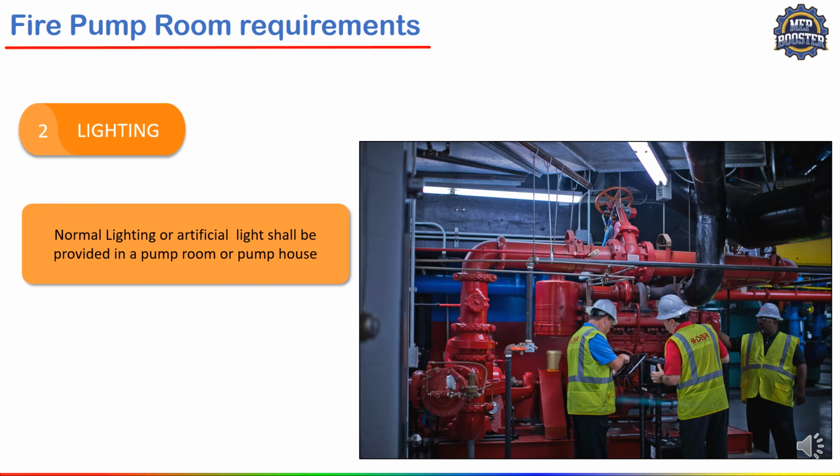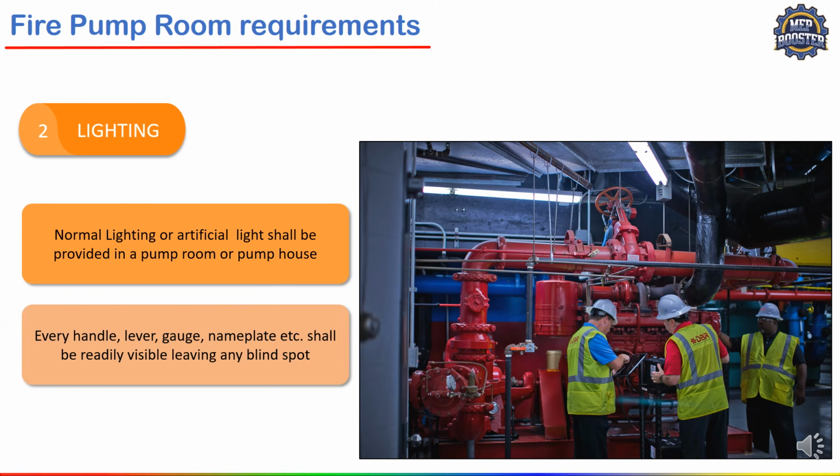But remember, emergency lighting is also needed here. You need to install emergency lighting to ensure visibility during power outage or emergency. Every handle, lever, gauge, nameplate, etc. shall be readily visible, leaving no blind spot.